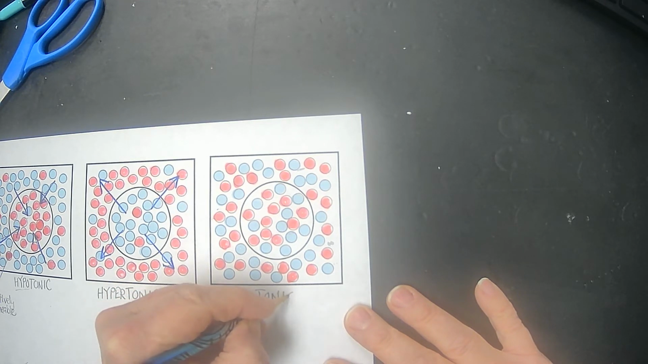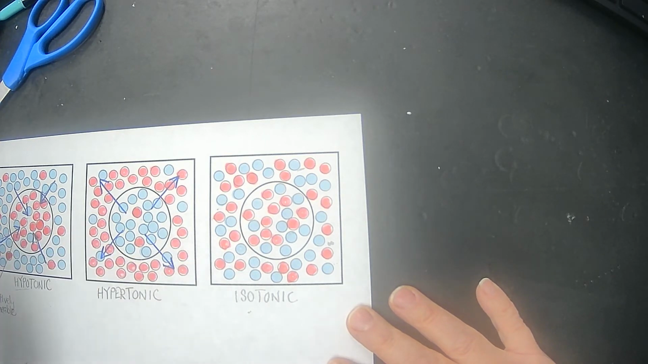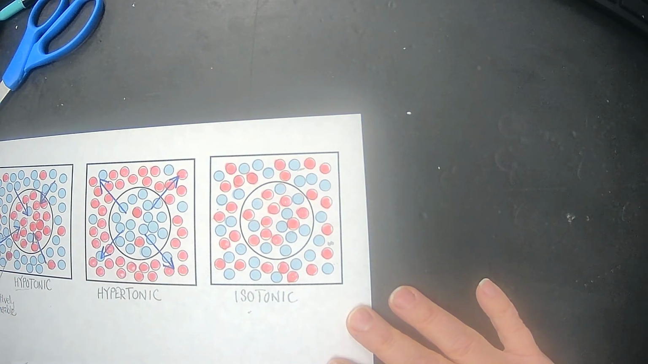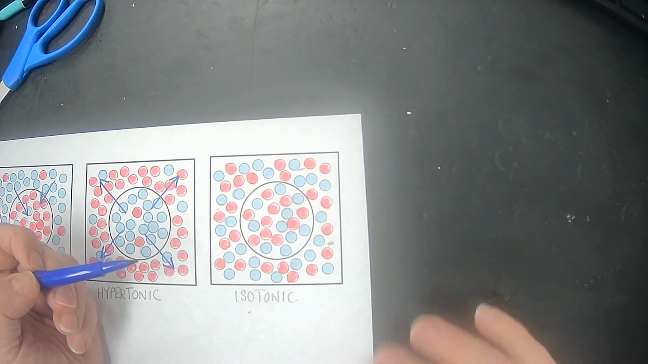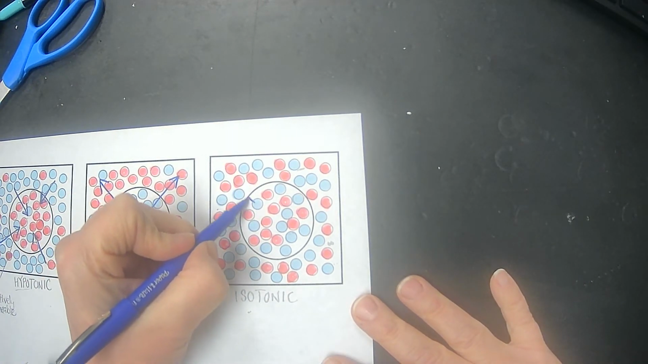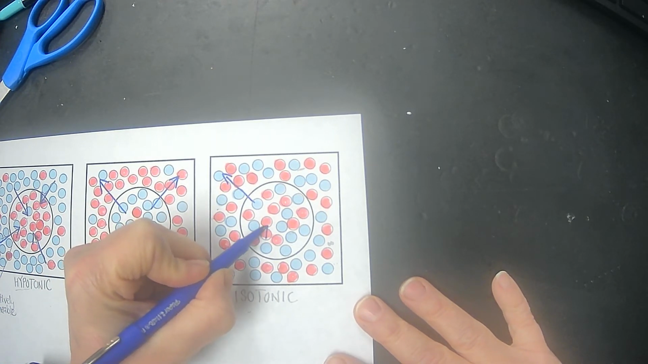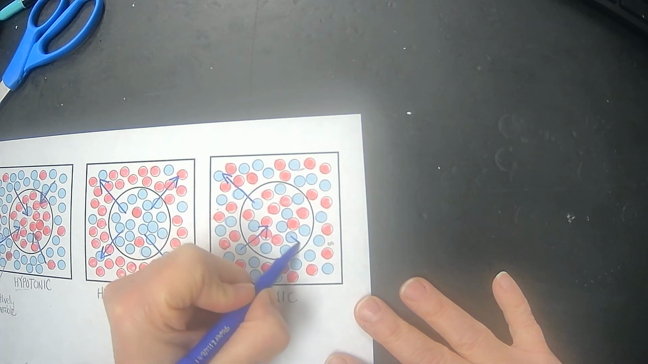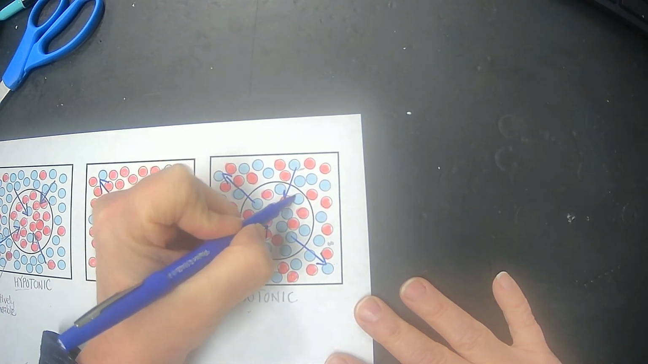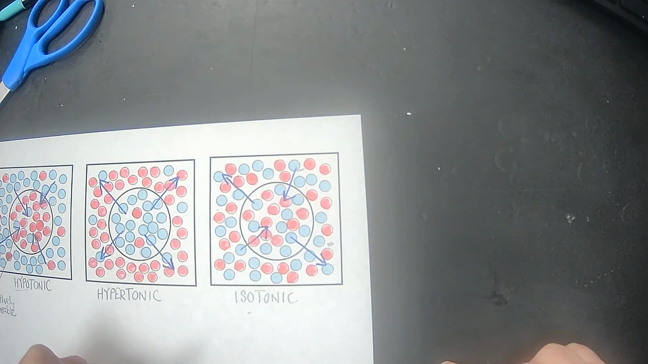Okay? Now, isotonic solution, the concentration inside and outside is equal. Iso means the same. And so now, this is interesting, because you can't say, okay, the water's not going to move. But here's what's going to happen. For every water molecule that moves out, there will be another water molecule moving in. So if this water molecule moves out, then another water molecule is going to move in. And what we say is there's no net movement of water molecules.